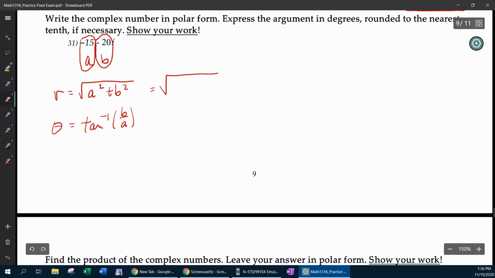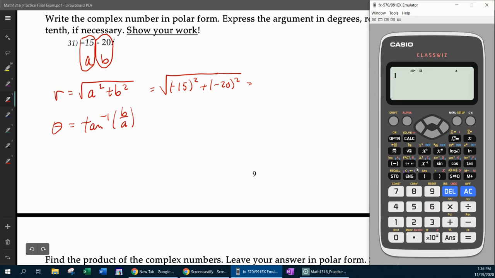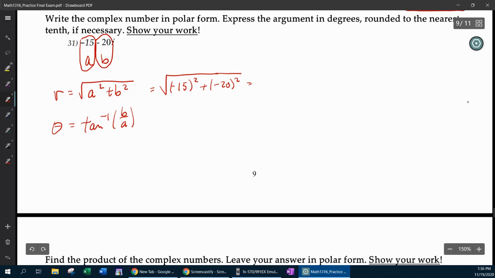So for the radius, that's going to be the square root of negative 15 squared plus negative 20 squared. And the easiest way to do that is with the calculator. Square root of, negative numbers need to go in parentheses. Negative 15 squared plus negative 20 squared. And that works out to be, oh, that's a nice number. Yay, 25. So our radius is going to be 25.